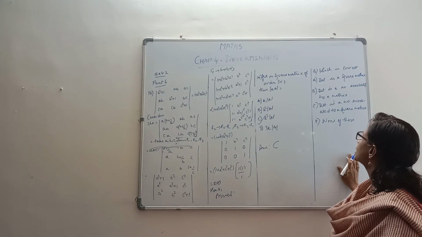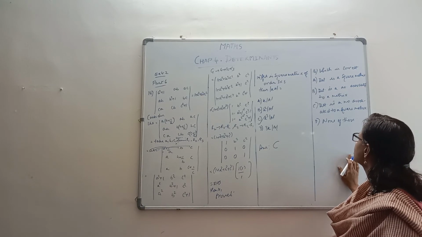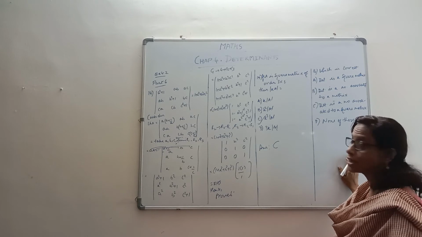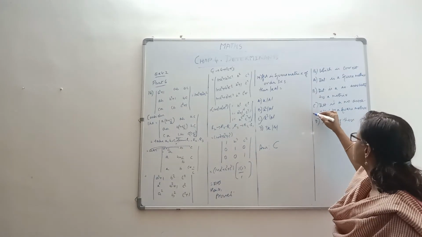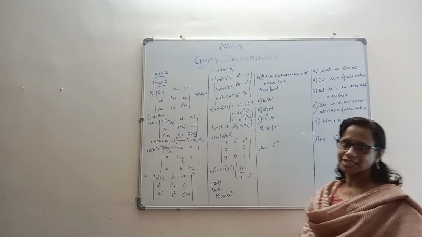Then, which one is correct? Determinant is a square matrix. Determinant is a number associated to a matrix. Determinant is a number associated to a square matrix, and none of these. Yes, determinant is a number that is associated to a square matrix. Both have C as the correct answer.